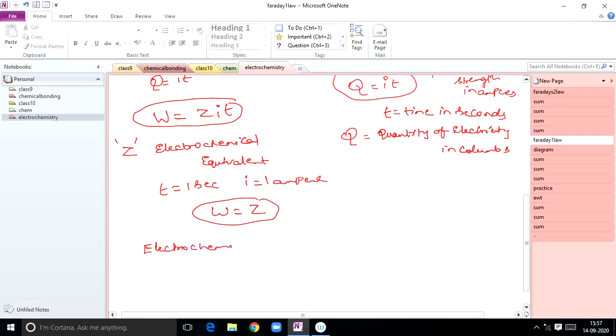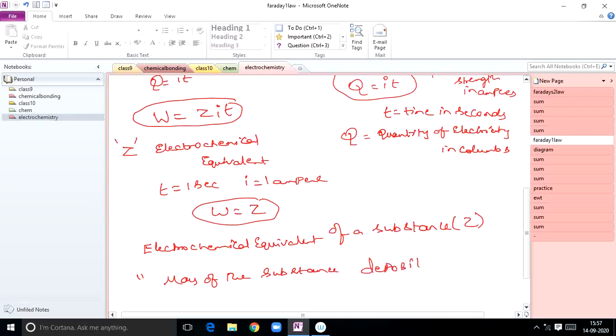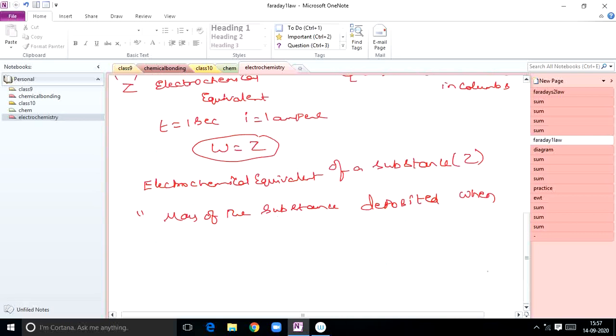Z represents electrochemical equivalent. The electrochemical equivalent of a substance Z may be defined as the mass of the substance deposited when a current of 1 ampere is passed for 1 second.